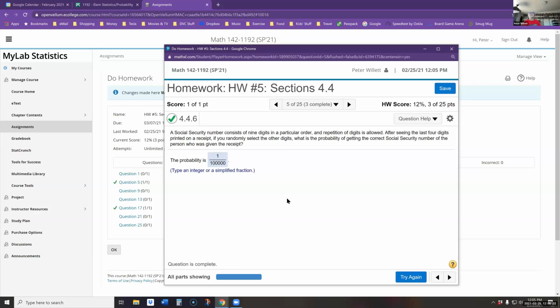Questions, comments, discussions about this problem from your homework? All right, let's see if we have time to take a look at the next one.